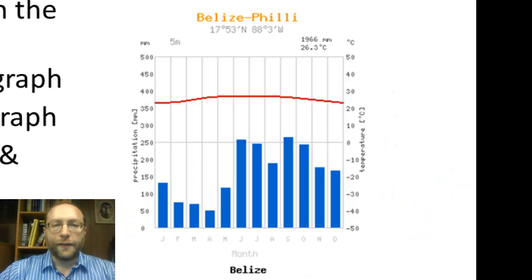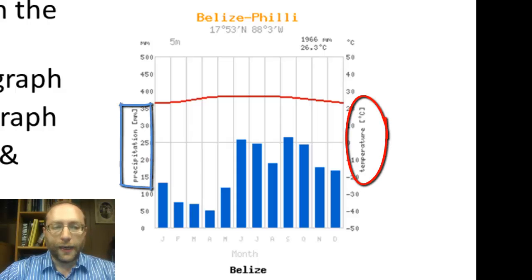Over here we have the climate graph for the tropical rainforest, and this is for Belize, which is in Central America. This climate graph has two different variables. You've got both temperature and precipitation on the same graph.